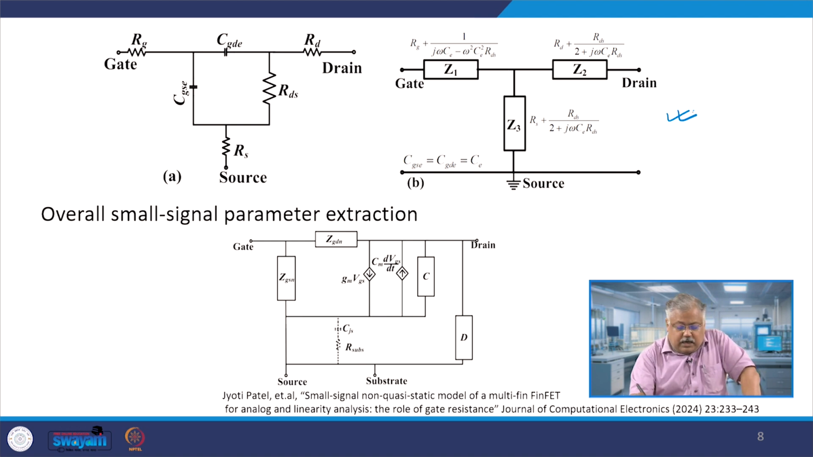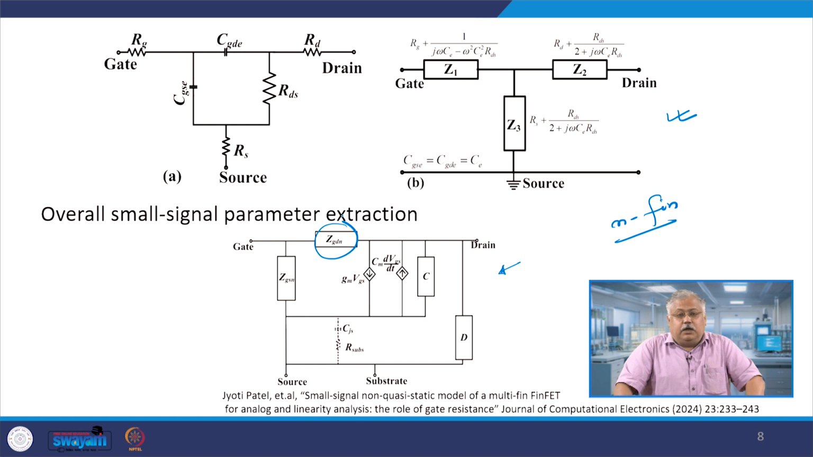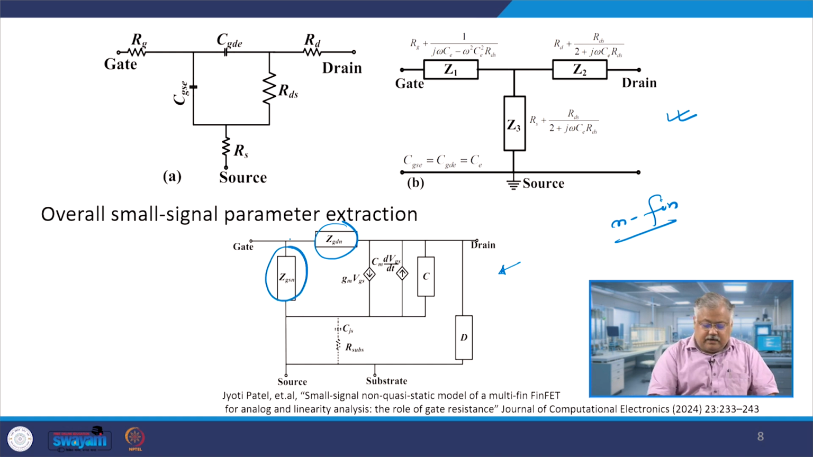Now the same graph is repeated here and you can see that I can convert that to a T network, and that is almost equivalent to a small signal parameter extraction graph here. So all the gate to drain network with multiple fins. There are n fins available, and therefore we say that ZGDN is the effective impedance with n fin structure available. This is gate to source with n fins, and all other parameters remain exactly the same, right?